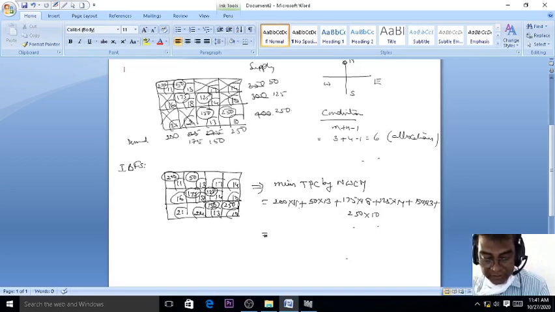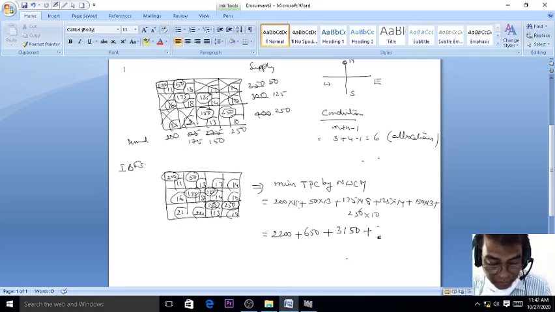So 200 into 11 is equal to 2200, plus 50 into 13, 650. 650 plus 175 into 18, 3150, plus 125 into 14, 1750, plus 150 into 13, 1950, plus 250 into 10, 2500.